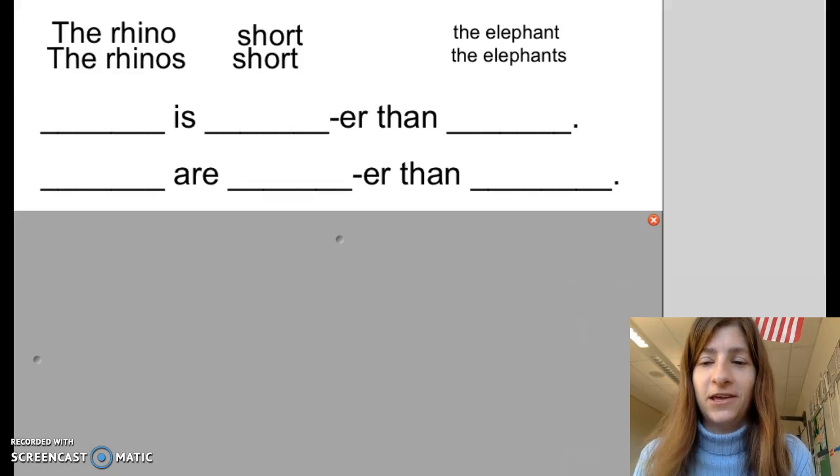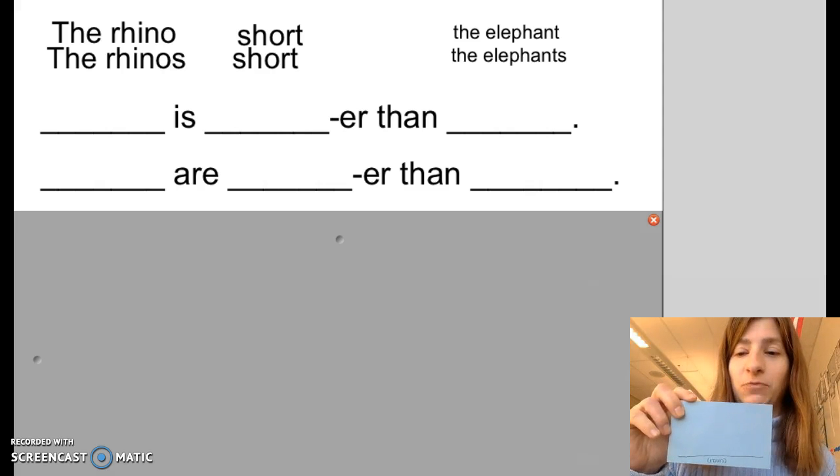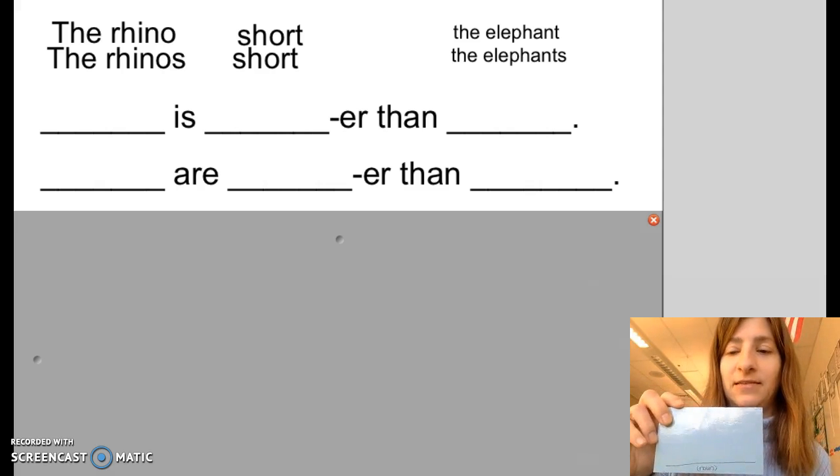Today we will be talking about how to compare words in English. We will take just two items and compare them to each other. To do that, you start with your noun. Your noun is your person, place, thing, or idea.